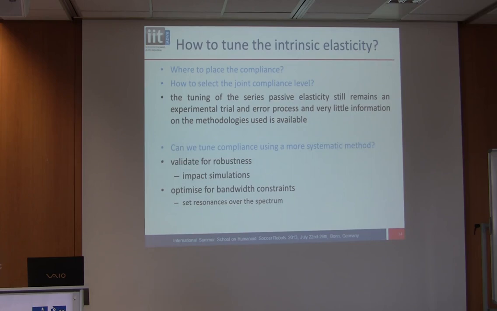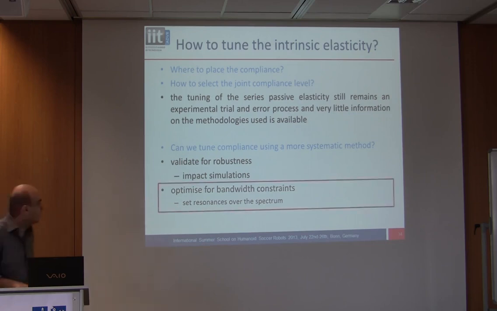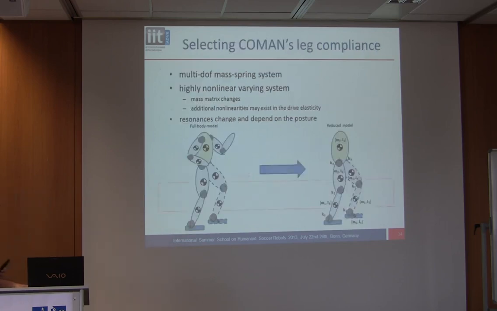And we consider two cases, two scenarios, or two studies that we can perform. One is to do some simulation to validate for robustness, basically looking at the force transmissibility during the impacts to the different joints. And the second is to optimize for bandwidth constraints, basically looking at the natural frequencies of the system and trying to set particular levels, and from this extract the stiffness we need at the different joints. So we talk about the second method.